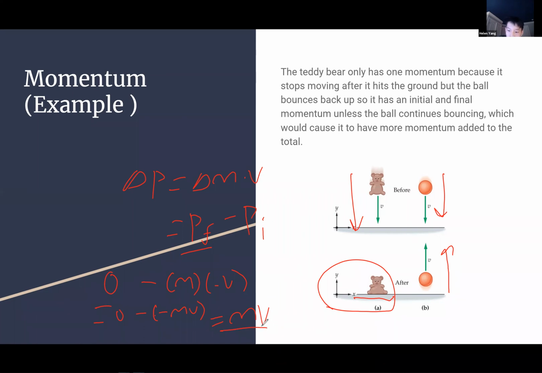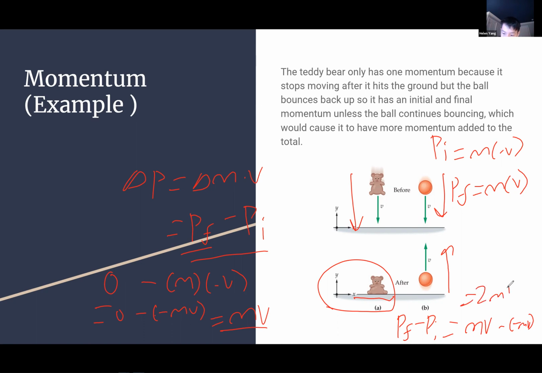But for the ball, since it's going down initially, it has initial momentum. And since it's bouncing back up, it has final momentum. The initial momentum would be m times negative v as well, since the velocity is going downwards. And the final momentum would be m times positive v, since it's going upwards. So if you subtract those two, you would get mv minus negative mv, which would just be 2mv. So you can see that the ball has more change in momentum than the bear.